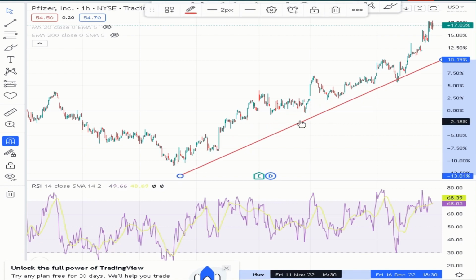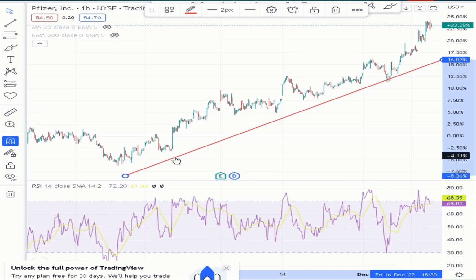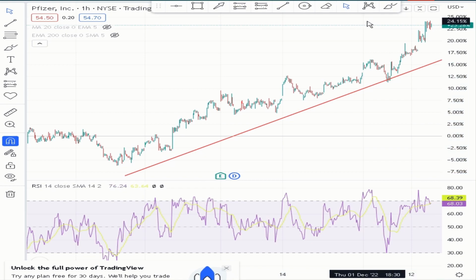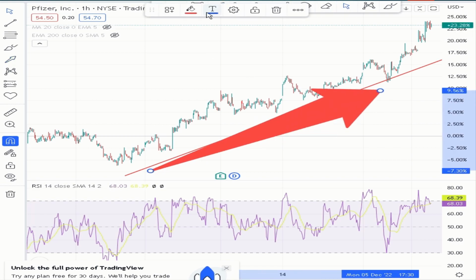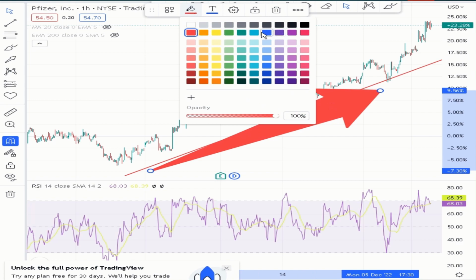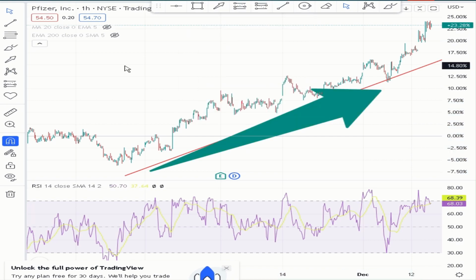So what is the uptrend? Uptrend is the series of candles that are making higher highs and higher lows. As such, we call it uptrend, right? There you go. Let me color it green. So we know this is uptrend.